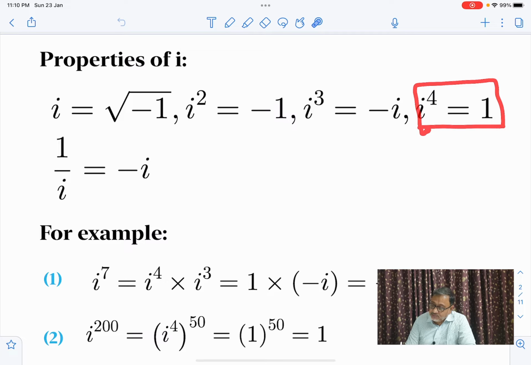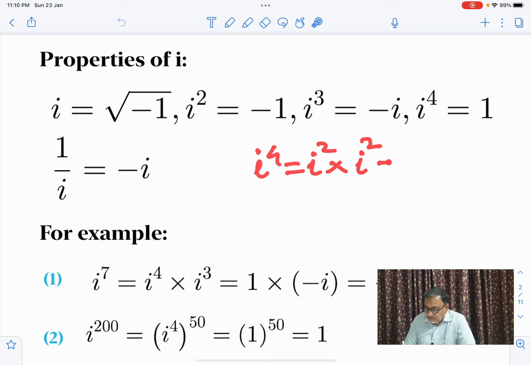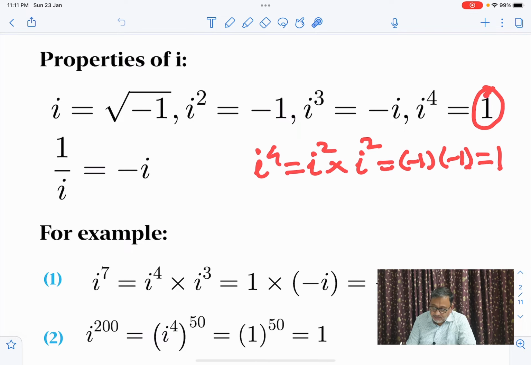because with this we can simplify any higher powers, converting them to the powers of 4. Now look here, why i to the power 4 is 1? Because i to the power 4 is equal to i square multiplied by i square, right? The first i square is negative 1. The second i square is negative 1. So negative and negative will become positive 1. So like that we get here positive 1.